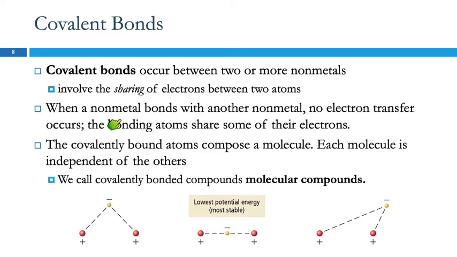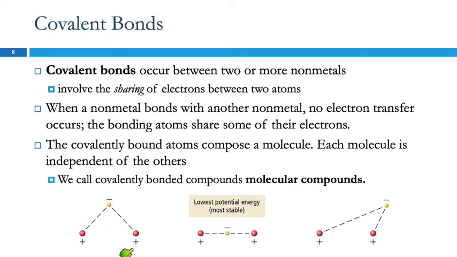So when we have a nonmetal bonding with another nonmetal, nonmetals, if they're going to make an ion, are going to make a negative ion, an anion, which means they want to gain electrons. If you have two nonmetals, neither's willing to give up an electron to the other, because then it would have to be a positive ion, and they both want to be negative. So no one's willing to give one up, so they decide to share instead.